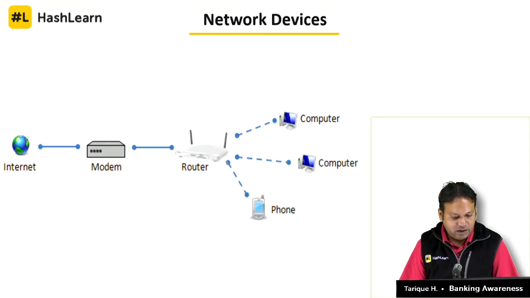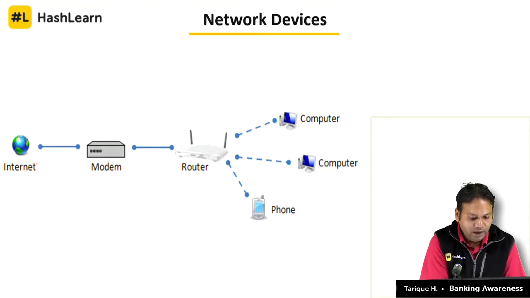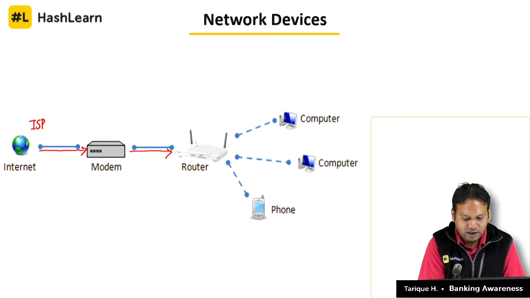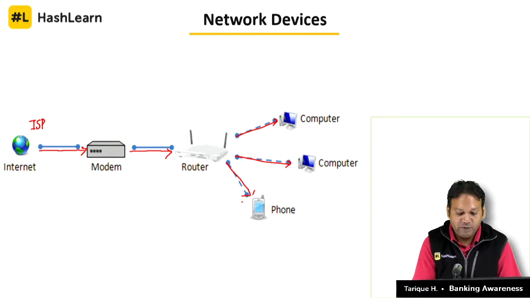Now next we'll look at how this entire thing works. The internet, as I told you just now, comes from the internet service provider. Through phone lines you get the connection to your modem. From the modem you connect the router. You can see this is a wireless router. These two antennas are there. And from the router you can connect wirelessly to a number of computers. You can use your phone, you can use the other computers in your home.